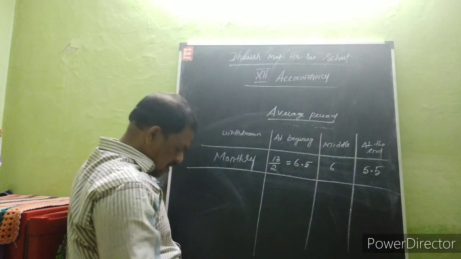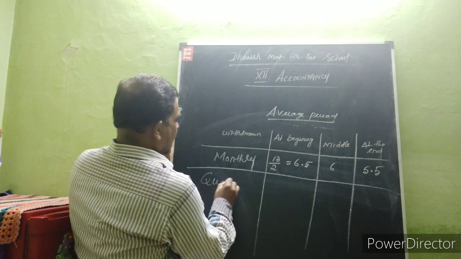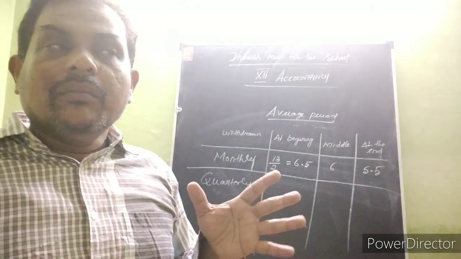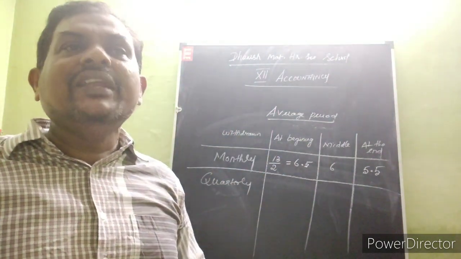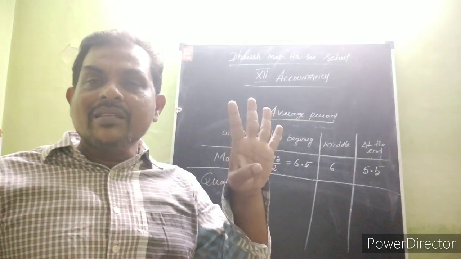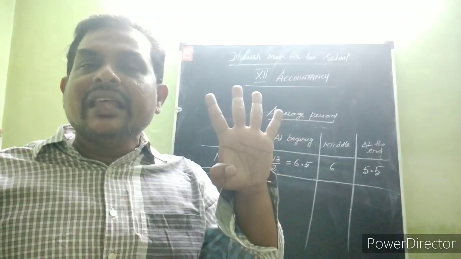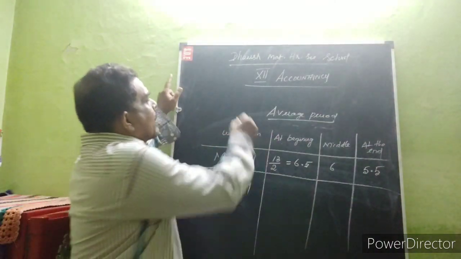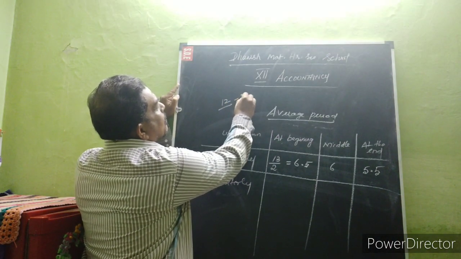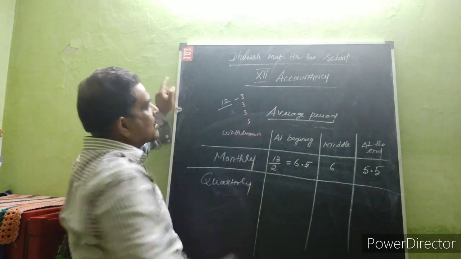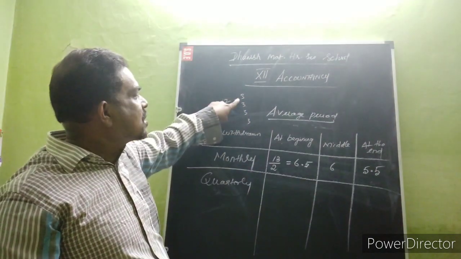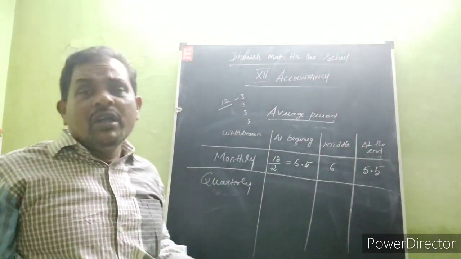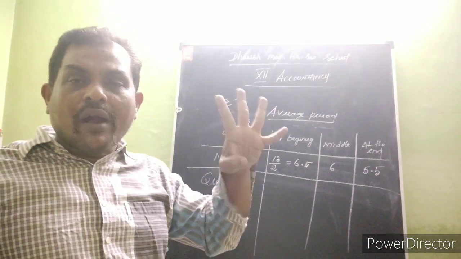Now the second one is quarterly. What do you mean by quarterly? For example, some people will take every 3 months. That is called quarterly, because every year has 4 quarters, because there are 12 months. So 12 months means 3 months each. The 3 months is called a quarter. This is the first quarter, this is the second quarter, this is the third quarter, this is the fourth quarter. So in a year there are 4 quarters.